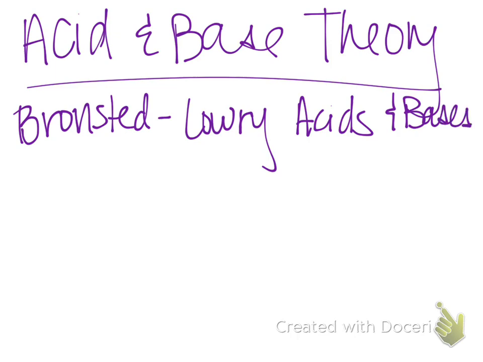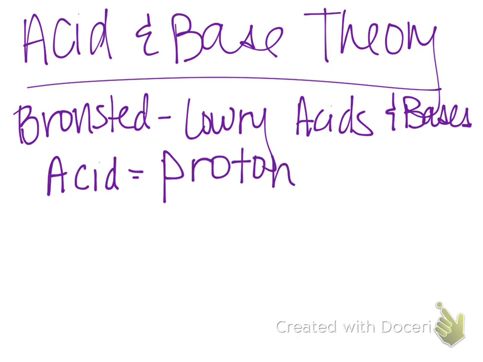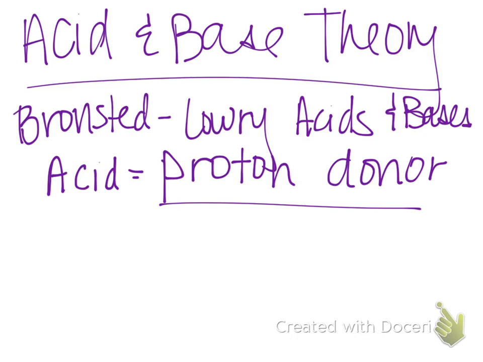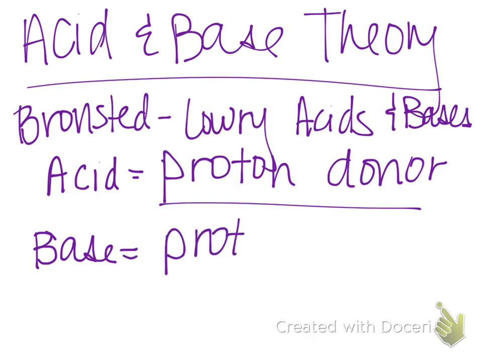Okay, so Bronsted-Lowry, this is one method of classifying an acid or a base. His method says it's an acid if it is a proton donor. So he's saying if this compound has a proton available to donate to something else, it's to be considered an acid. And vice versa, it's considered a base if it is a proton acceptor.